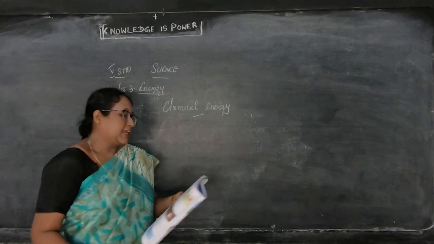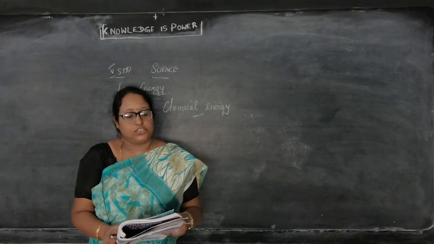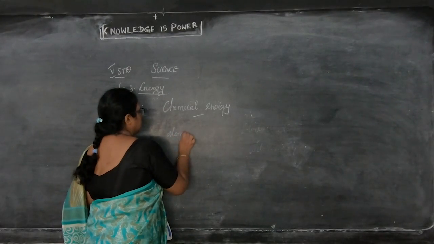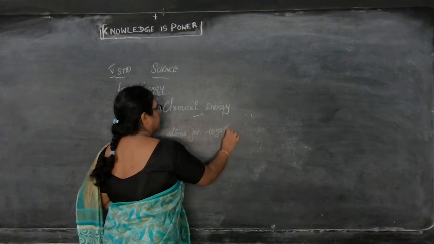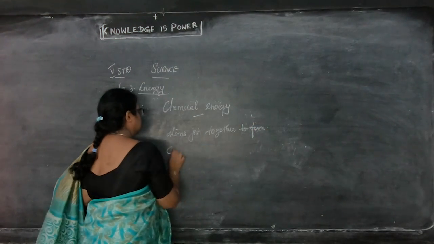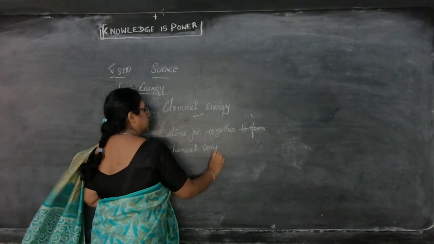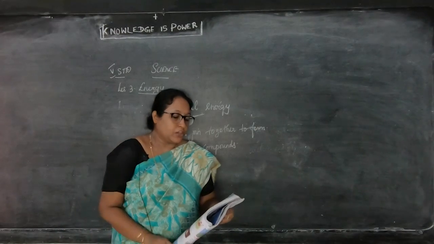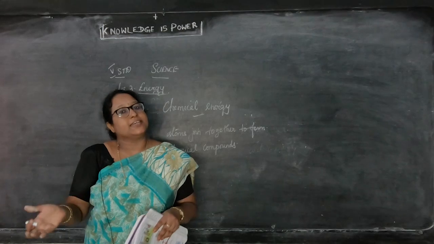Now chemical energy is stored in substances when atoms join together to form chemical compounds. Here atoms join together to form chemical compounds. Now when these two or more chemical substances react, what happens? The energy is released.